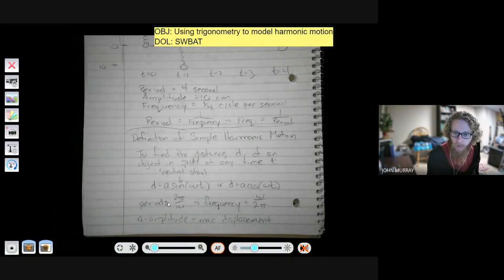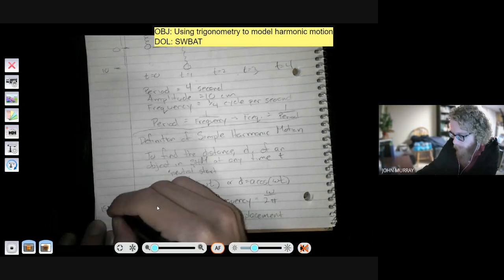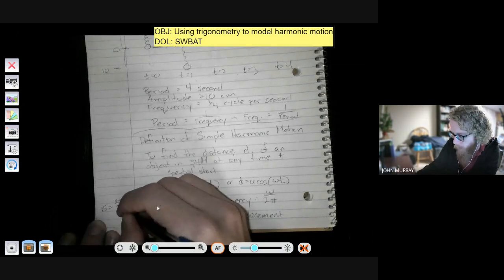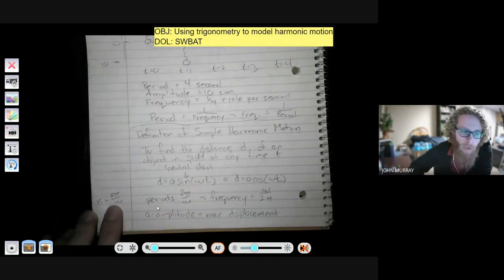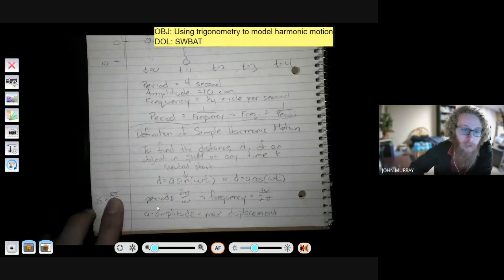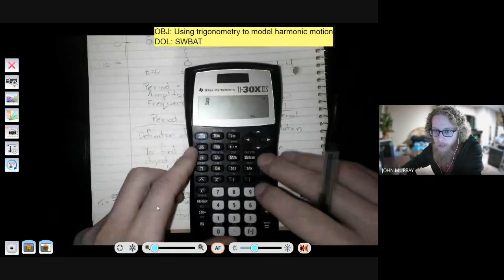So from that, my period would be 15. To find omega, I would have 15 equals 2 pi over omega, and then I would solve for omega. So I would have 2 pi divided by 15 equals omega, and let's make sure that matches up.